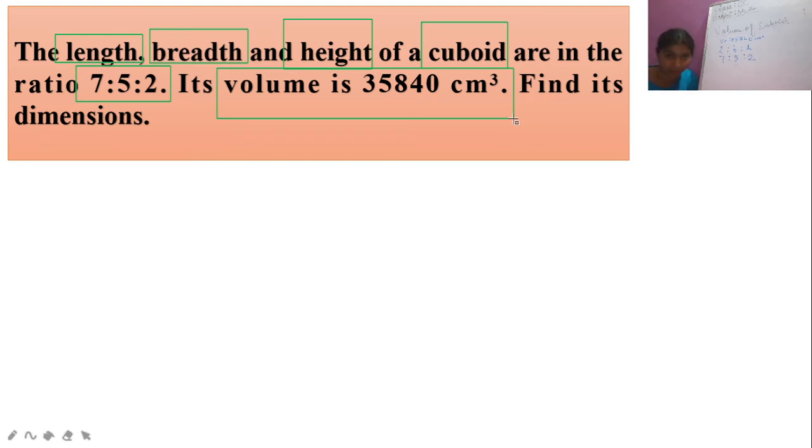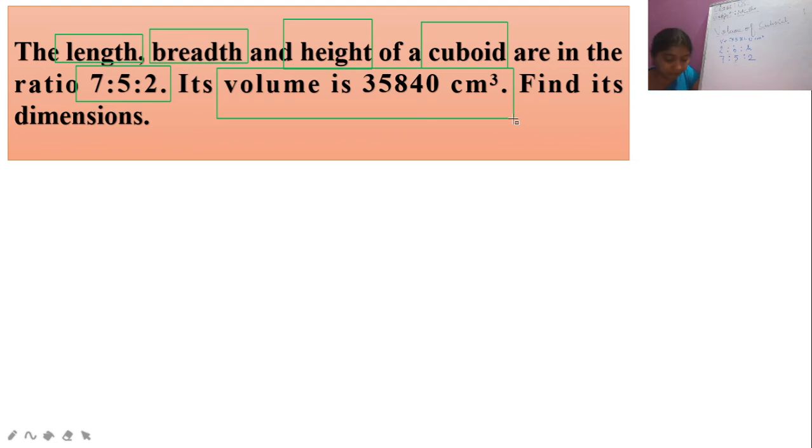How will you find its dimensions? You have to find the length, breadth and height. We didn't get the answer particularly. We want to find it in units of centimeter for the length, breadth and height. So students, how will you solve it? If you know the steps, you can also write your answer in the comment box. There I will check your answer, okay?